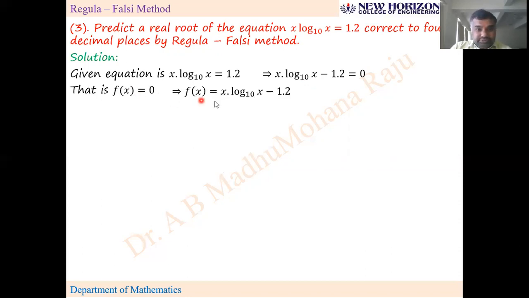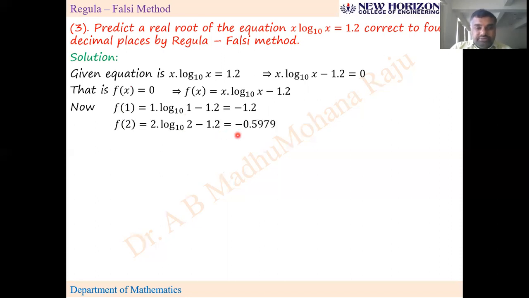F of x equal to 0 means f of x equal to x into log x base 10 minus 1.2. Now by trial and error method, you have to guess 2 points in such a way that the function is negative and positive at those 2 points. Here the log function is there, so you can't take 0, because log 0 is not defined. That's why you have to start from 1. F of 1 is equal to minus 1.2 and f of 2 equal to minus 0.5979. So still negative only. F of 3 is 0.2314. So the root lies in between 2 and 3.